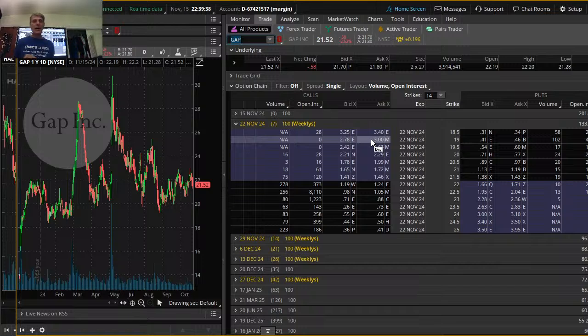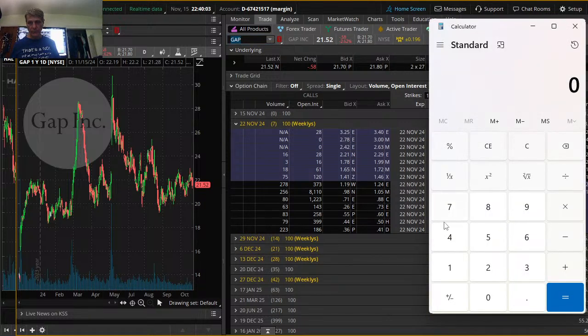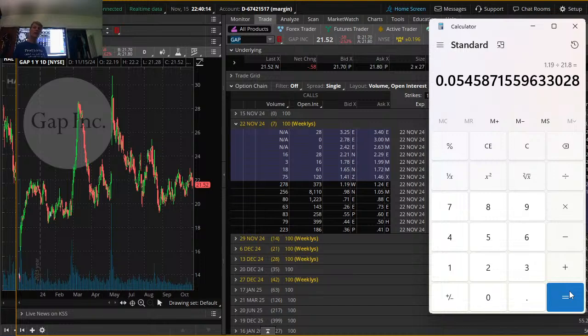After that, I want to take a look at the numbers. The last trade right here, 21.52. Well, now I can buy it at 21.80. 21.80, the closest strike price is going to be the 22. And the 22 is going for $1.19. So you take the profit, $1.19, and you divide it by the purchase price, 21.80, and you come up with a rate of return of 5.4% for the week.